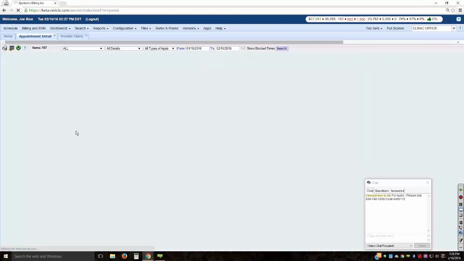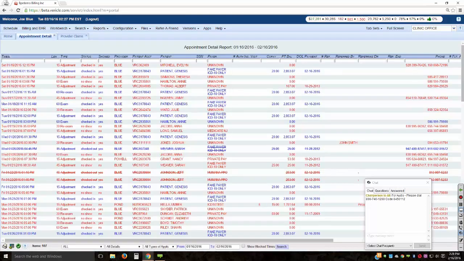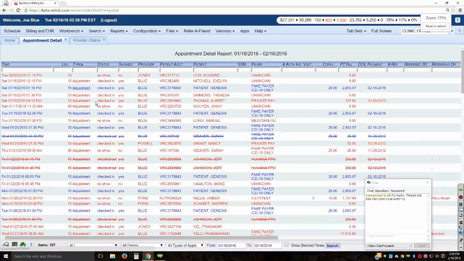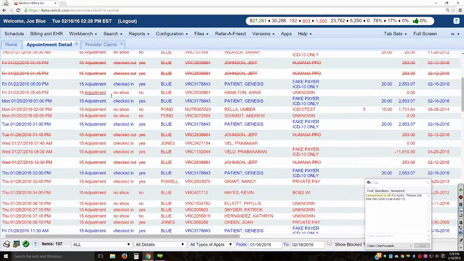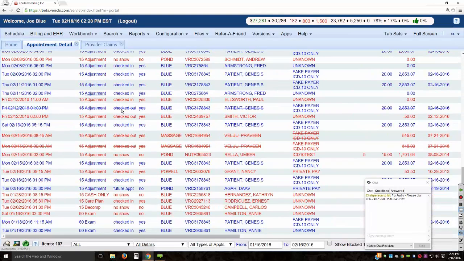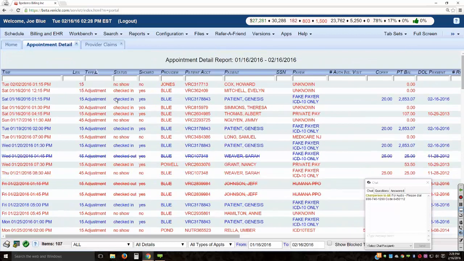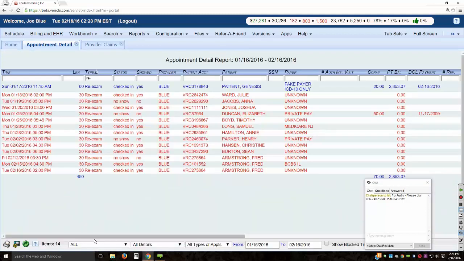Search it out. We have 107 total appointments here. You can filter or sort any way you want to. And this is our demo account, so you'll see adjustments, re-exams, x-rays. Well, for this particular case, I'll just count re-exams. I can see that I had 14 re-exams in this particular month. This is just another way of counting visits.